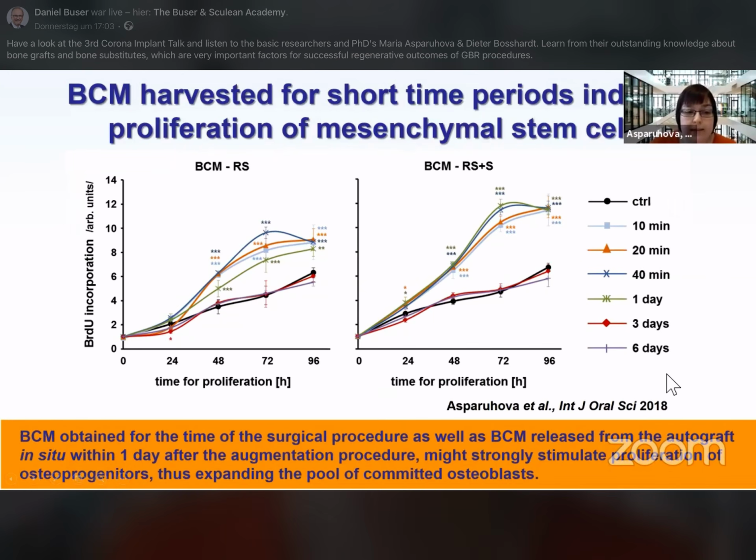This means that BCM obtained at the time of the surgical procedure, as well as BCM released from the autograft in situ within 1 day after the augmentation procedure, might strongly stimulate proliferation of osteoprogenitors, thus expanding the pool of committed osteoblasts.